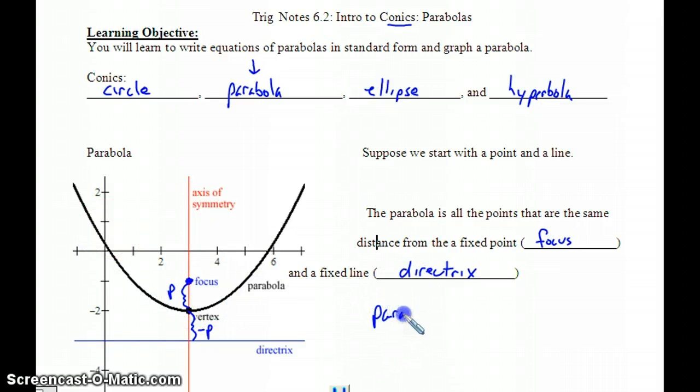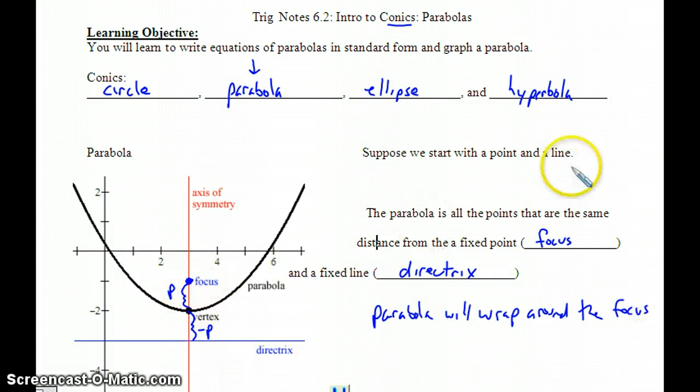So for a parabola, it will wrap around the focus. So the graph will always wrap around the focus. So if you have a graph like this, and you know your focus is over here, let's say, then your graph will wrap around. It could be like that. All right, and we'll get into the specifics about that in just a moment when we look at the two different types of equations. But key terms are going to be the focus, the directrix.